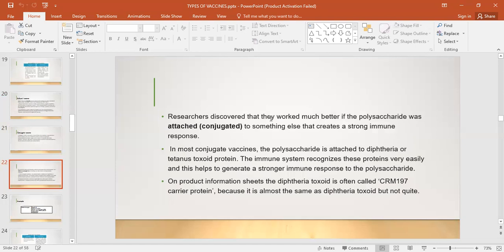Researchers discovered that they work much better if the polysaccharide was attached to something else that creates a strong immune response. In most conjugate vaccines, the polysaccharide is attached to diphtheria or tetanus toxoid. The immune system recognizes these proteins very easily, and this helps to generate a stronger immune response to the polysaccharide. On product information sheets, the diphtheria toxoid is often called CRM197 carrier, which is a carrier protein because it is almost the same as diphtheria toxoid, but not quite.